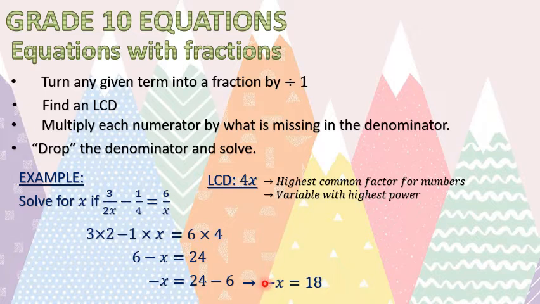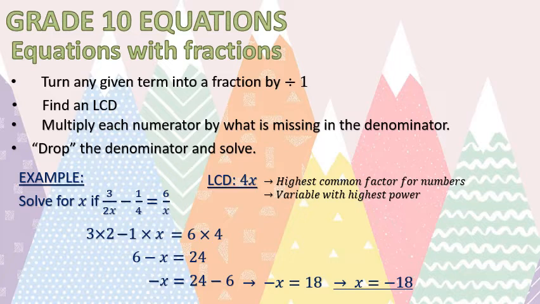You have to realize that this negative in front of this x is actually an invisible secret little negative 1. So if you were to multiply or divide both sides of this equation by negative 1, you would get x all by itself and you would have x is equal to negative 18. It's as easy as that.